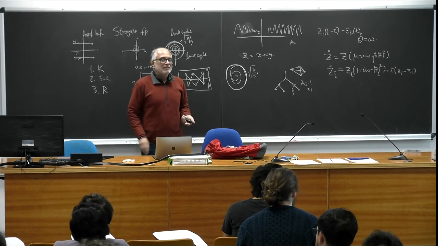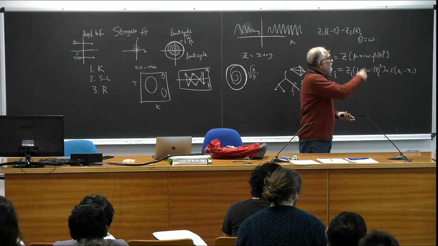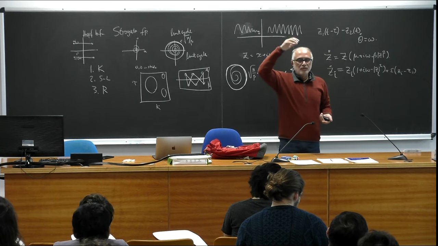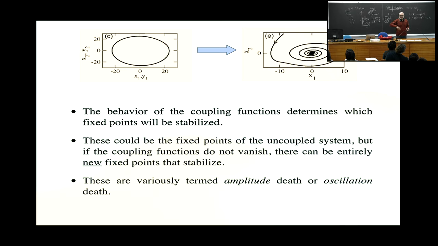Now, there's a subtle point over here. In the case of the Stewart-Landau, you go zooming down to 0, 0, which is a fixed point of the original uncoupled system. Such a phenomenon is called amplitude death. You could, in principle, go to two new fixed points. I mean, you could go to a fixed point which is not the same as 0, 0. And why would one do that?